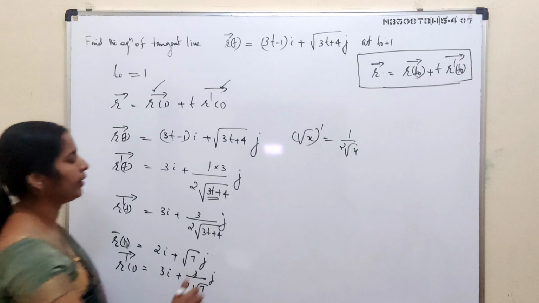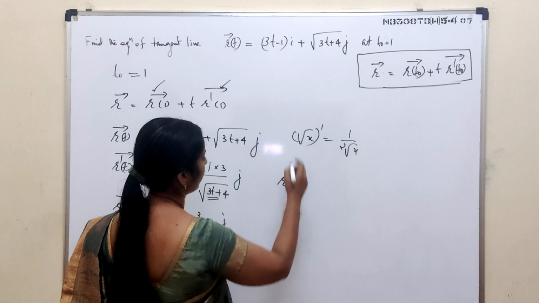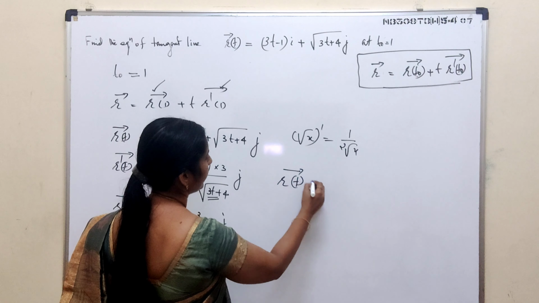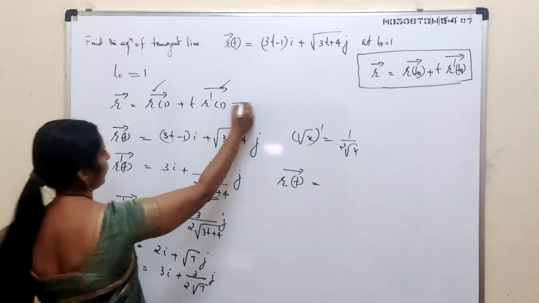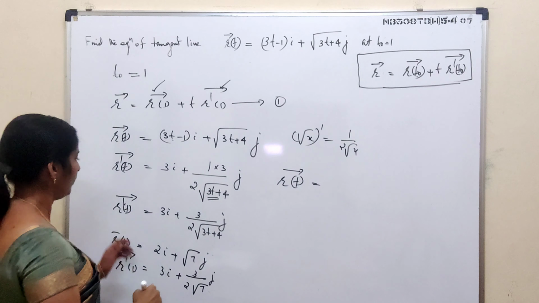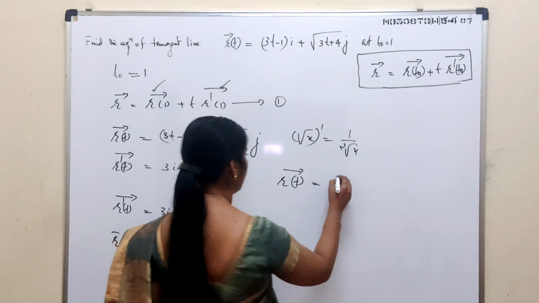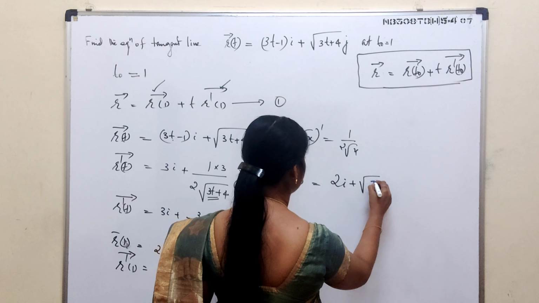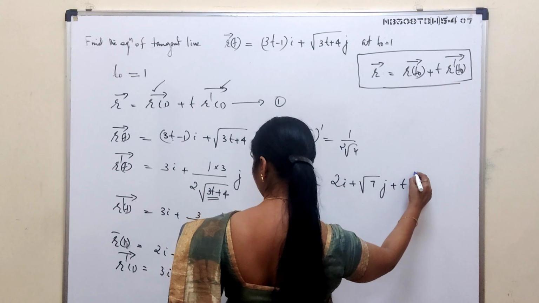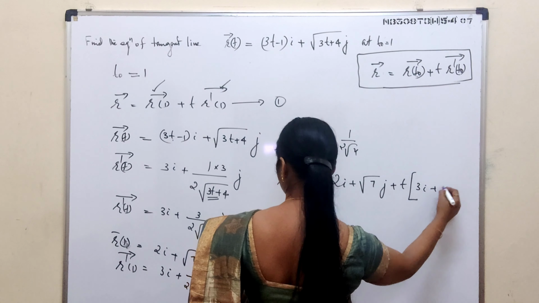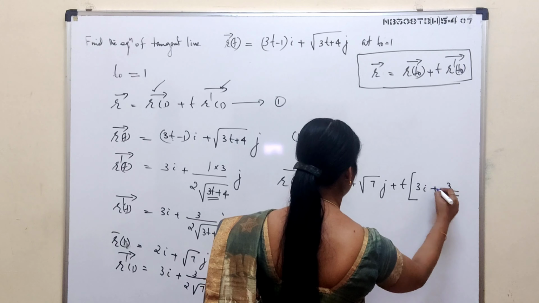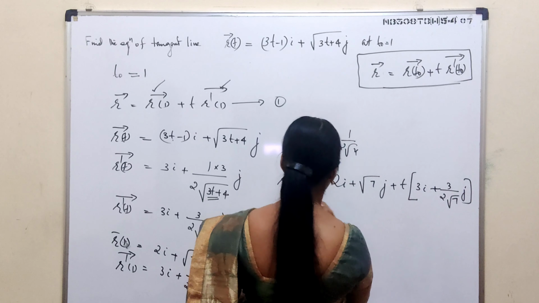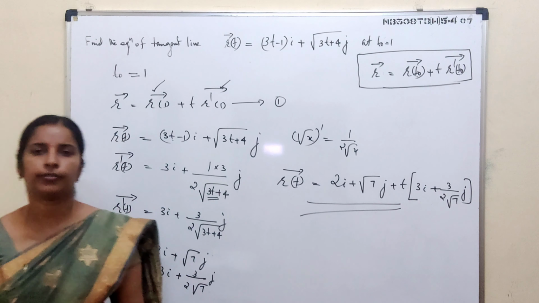So we can easily write the equation of the tangent line through t naught. It is r(t) equal to, putting it in equation number 1, r of 1, which is 2i plus root 7 j, plus t times (3i plus 3 by 2 root 7 j). This is the equation of the tangent line.